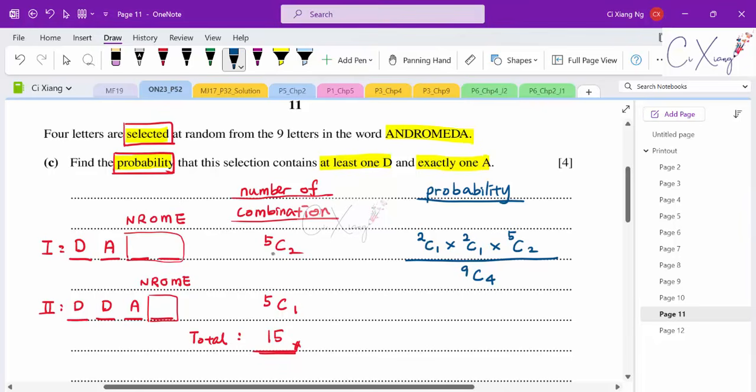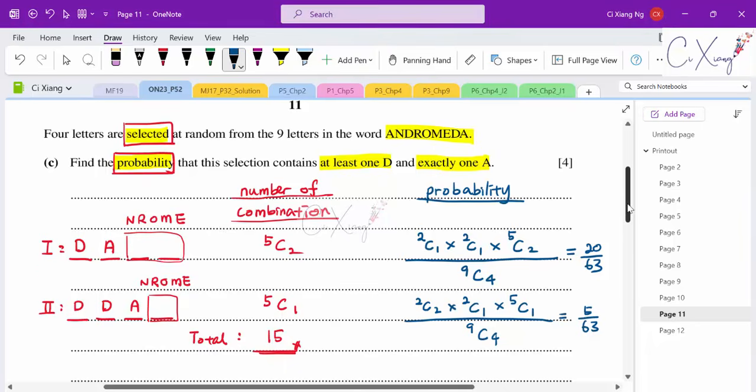If you compare, there's a small difference, right? Then when we go for the second case, 2D, 1A, and one other letter, 2D means I want to select 2C2, and for the A, I want to select only one of them, so 2C1. And for the remaining 5 letters, I want to select only one of them, so 5C1. Then divided by the total combinations without restriction, which is 9C4. If you use a calculator to help you, the first case will be 20 over 63, and the second case here will be 5 over 63.